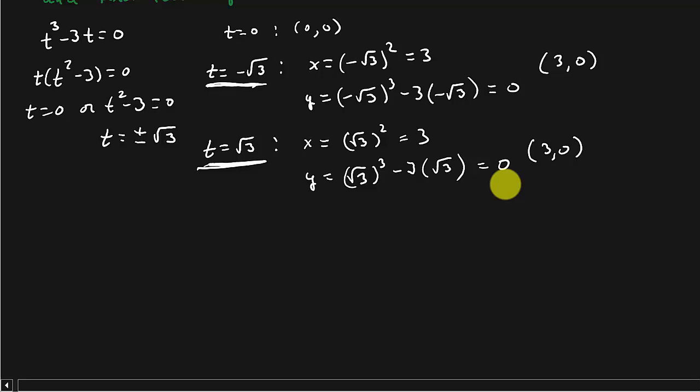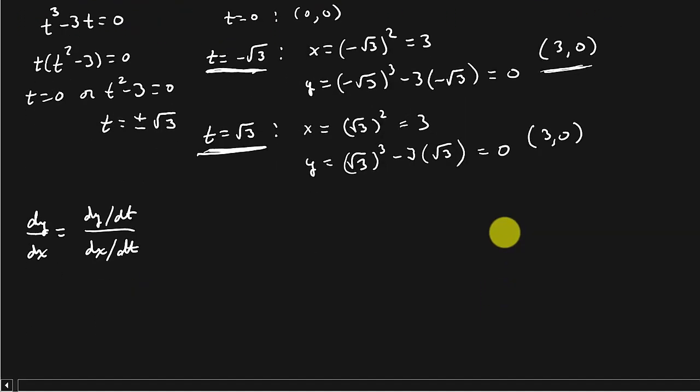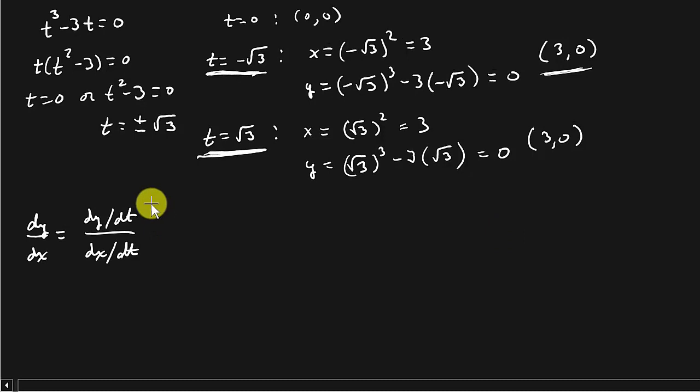All right, so the first thing we need to do is find the slope, because we already have a point, don't we? We've got the point (3, 0). So let's find the slope. So we need dy/dx, which is equal to dy/dt over dx/dt.